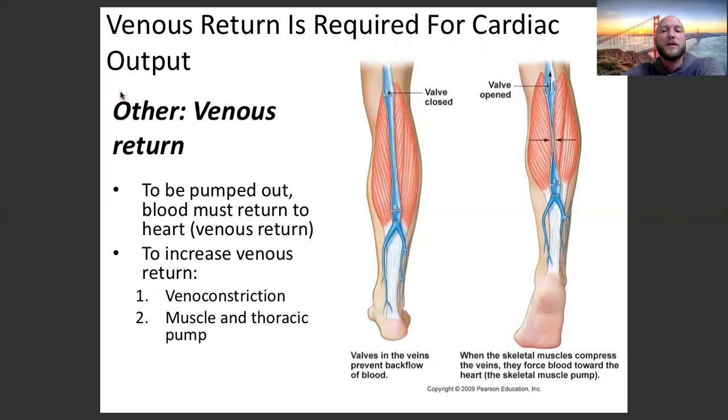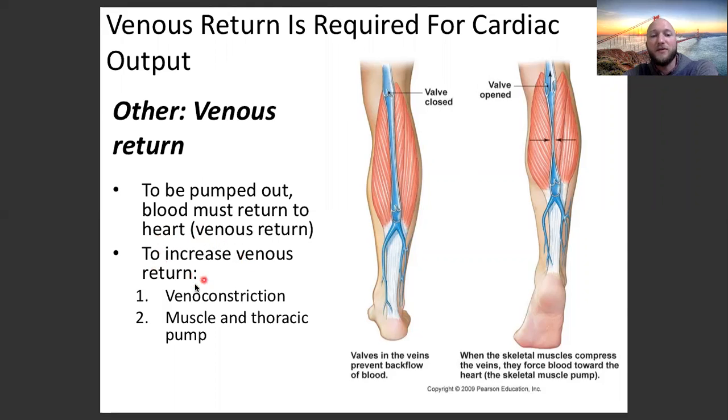Another factor is venous return. Venous return is required for cardiac output. To be pumped out, the blood must return to the heart. You must have venous return. If there's no blood in the heart, it isn't going to pump blood. The venous system plays a role in returning blood to the heart.